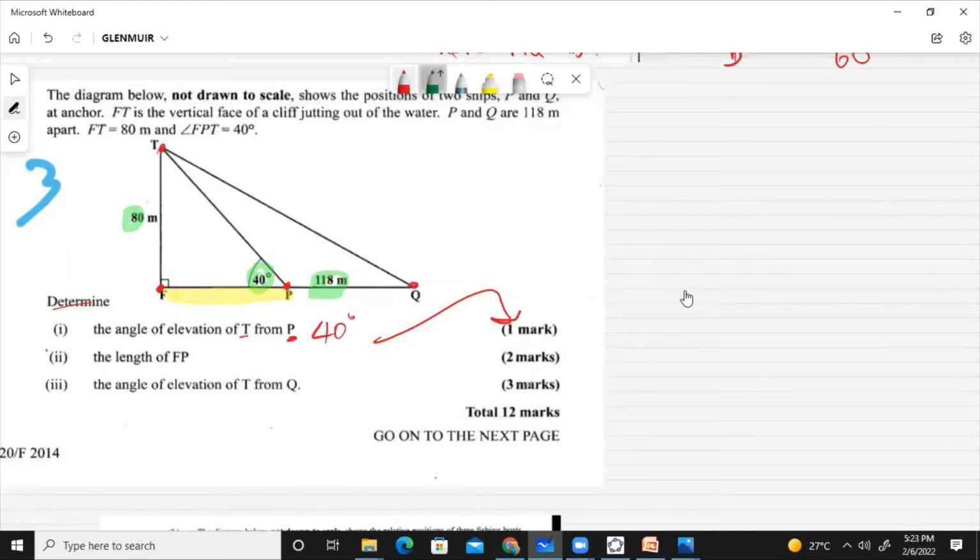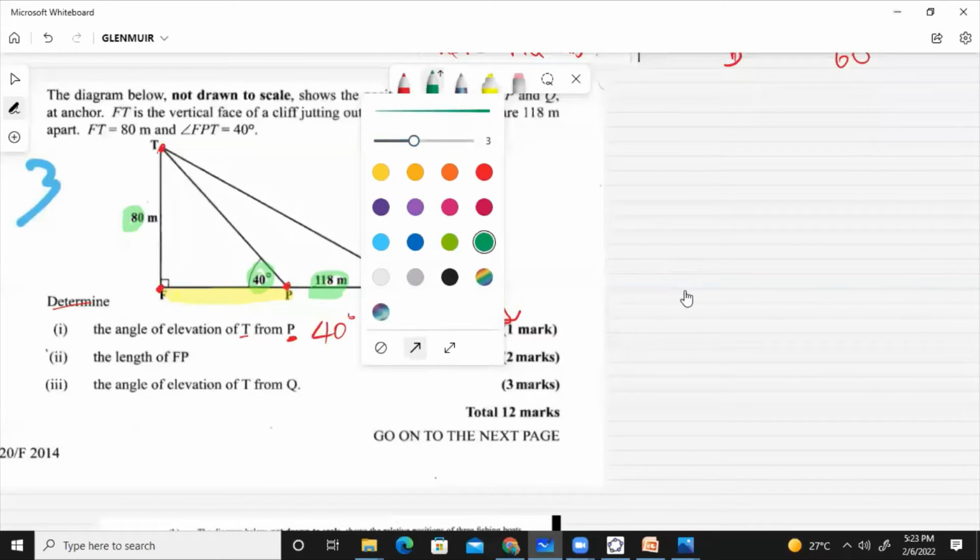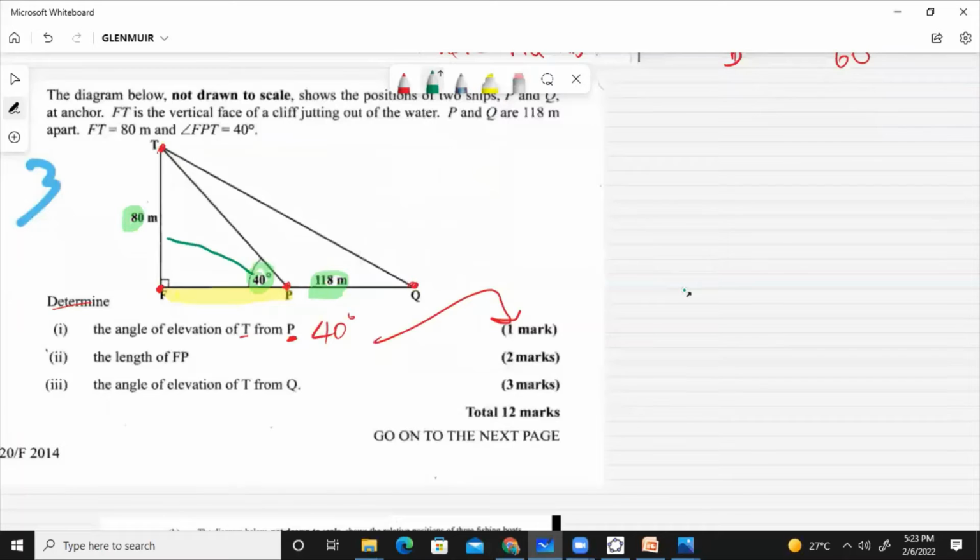I have here, as you could see, the opposite to it. And then I have the length of the side next door. That's the adjacent. So I have the opposite and the adjacent. Again, opposite and adjacent is tangent. So for this question, part 2, we're going to start off by saying the tangent of an angle in a right angle triangle is equal to the opposite side divided by the adjacent side.